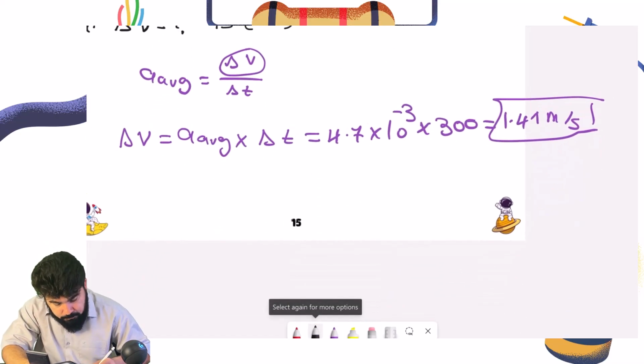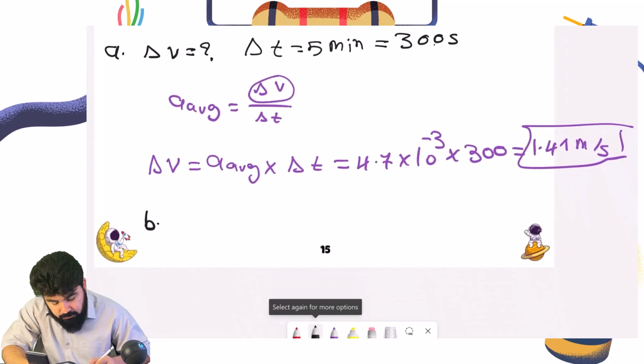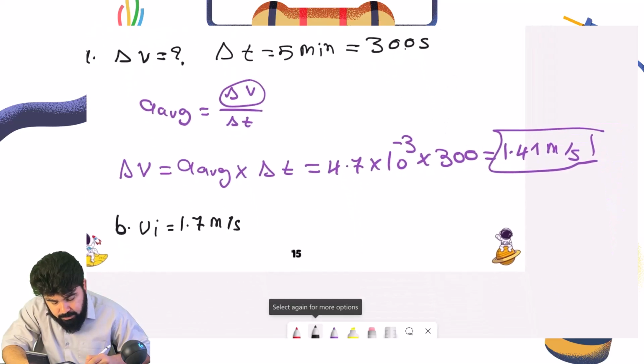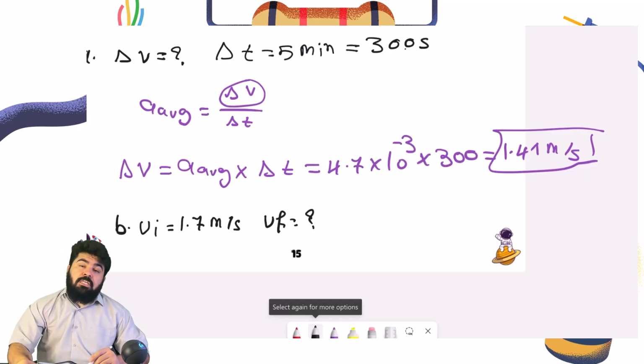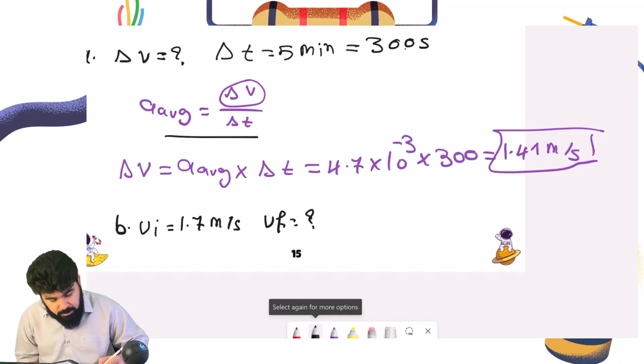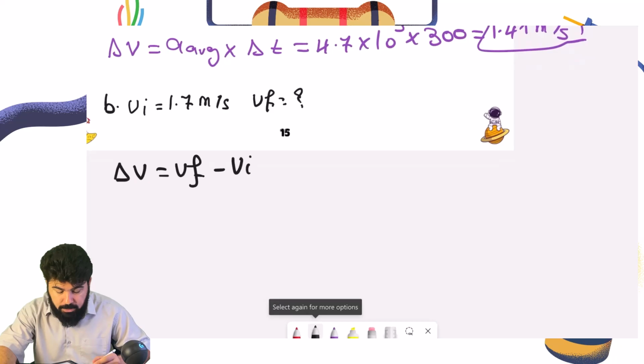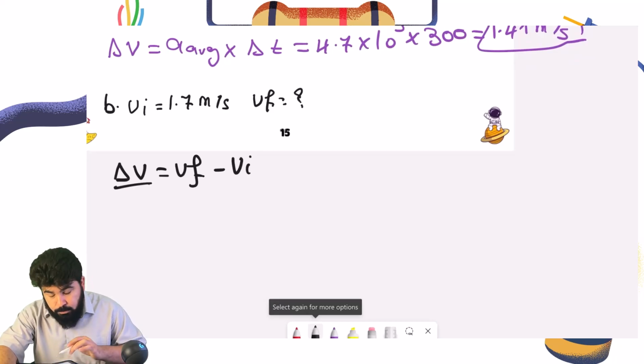B, it says if the treadmill's initial speed is 1.7, so V initial is equal to 1.7 meters per second, what is its final speed? So V final is equal to what? Here you don't have to use that equation. Very simply, delta V is equal to V final minus V initial. Do you remember that? We had that in the equation. Do we have delta V? Yes, it's equal to 1.41.